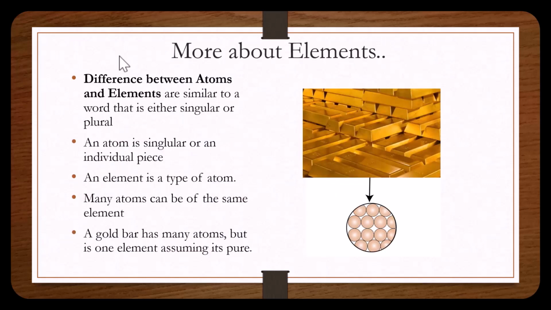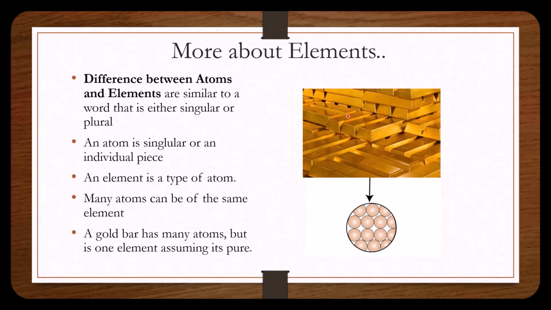The difference between atoms and elements is similar to a word that is either singular or plural. An atom is singular or an individual piece. An element is a type of atom. Many atoms can be of the same element. A gold bar has many atoms, but is one element, assuming it is pure.